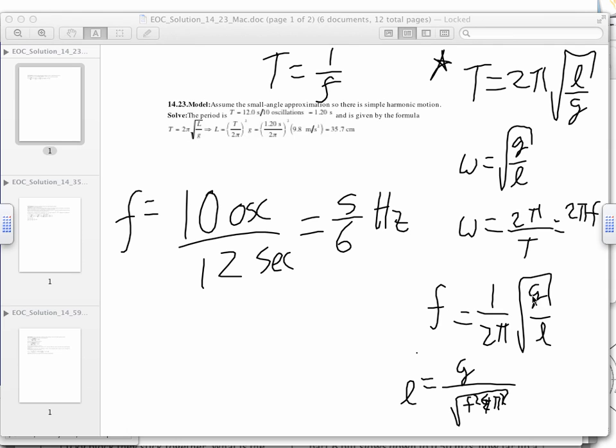So either way, whatever you want to do. If you want to solve this one for L, you get L is equal to G times T squared over 4π squared, and then take this frequency, plug it in there, 6/5. You should get the answer. Their answer is 35.7 centimeters, so please double check that. Questions on that?